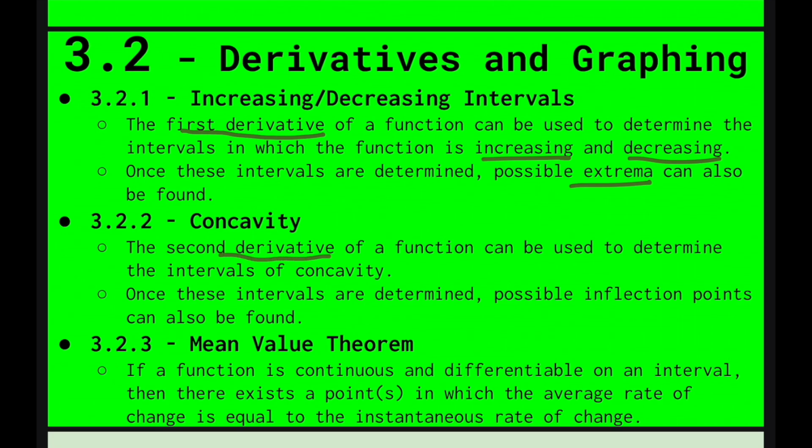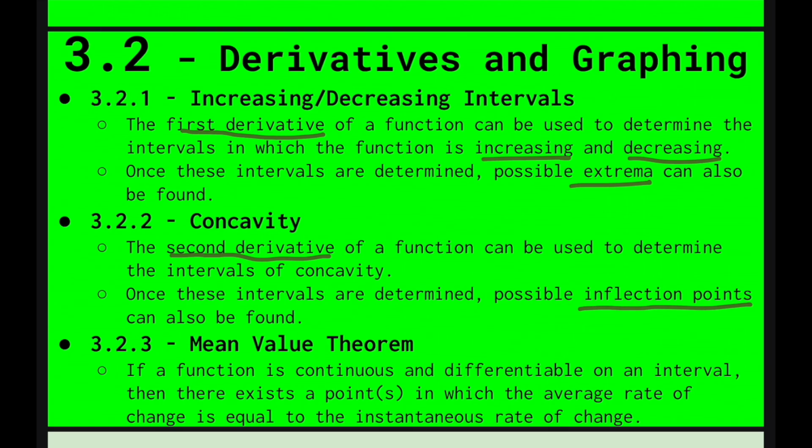Concavity involves the second derivative. We kind of just talked about that with a linear approximation. It tells us how it bends. And then once those are determined, you can find possible inflection points using the second derivative as well. If there's inflection points there, it can find it. If there's no inflection points, it can also find that as well.